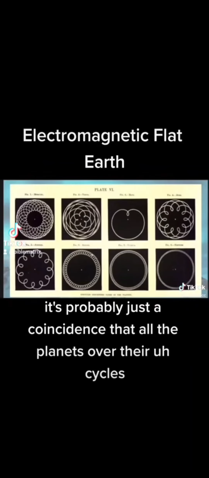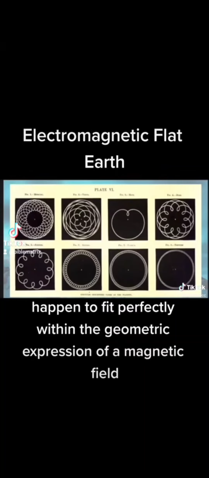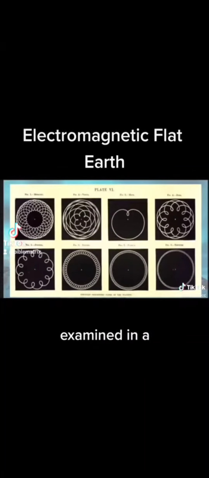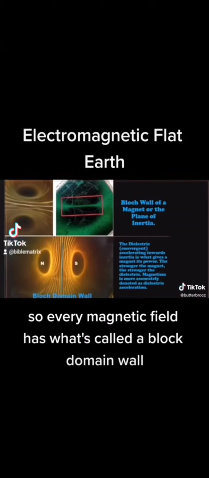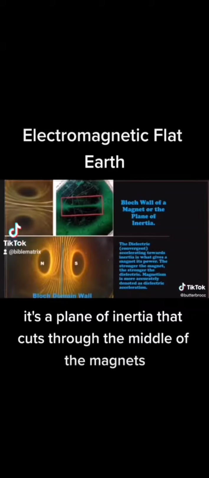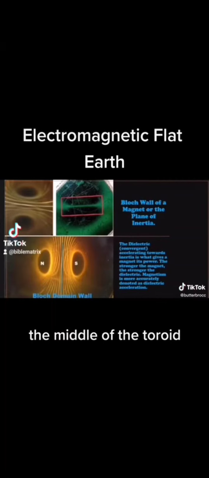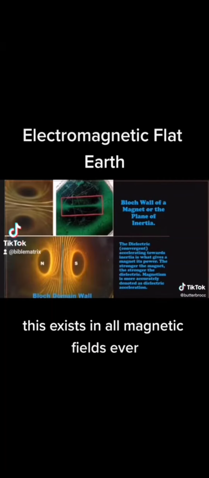It's probably just a coincidence that all the planets over their cycles happen to fit perfectly within the geometric expression of a magnetic field examined in a ferrocell. Okay, so every magnetic field has what's called a Bloch domain wall or an inertial plane. It's a plane of inertia that cuts through the middle of the magnets, the middle of the toroid. This exists in all magnetic fields ever.